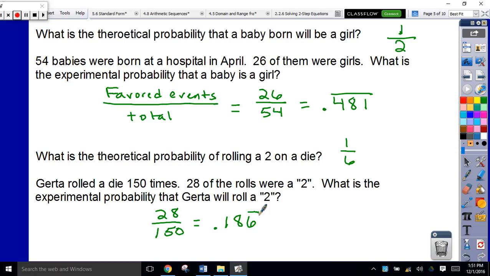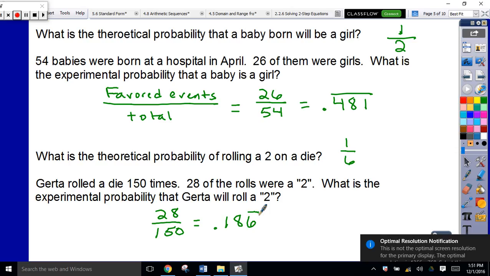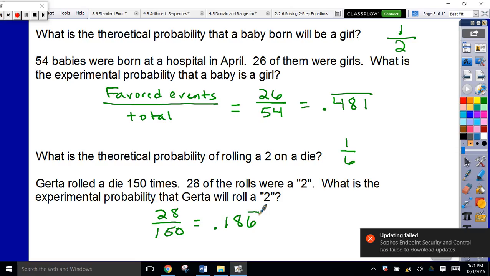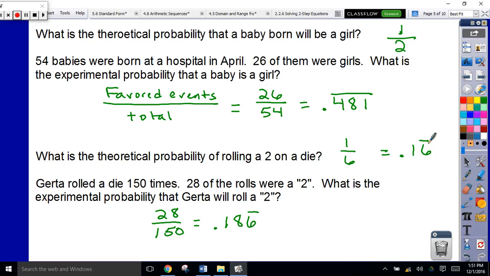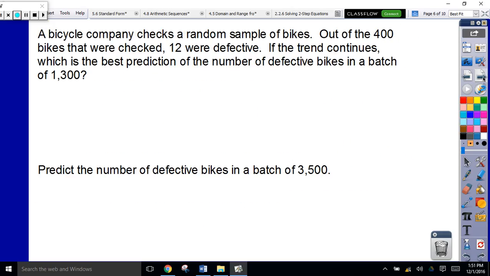Okay. What is the decimal for 1/6? Do that on your calculator and tell me what you get. 0.1 and the 6 is repeating. Okay. Are these numbers pretty close to each other? Yes. So again, our experimental probability is close to the theoretical probability, but it's almost never going to be exact.